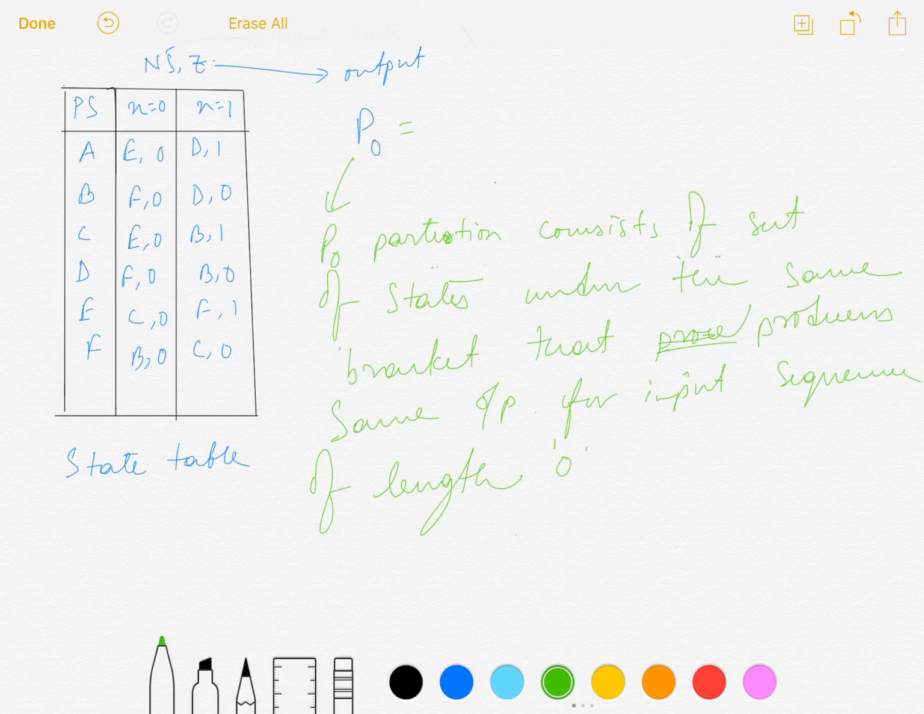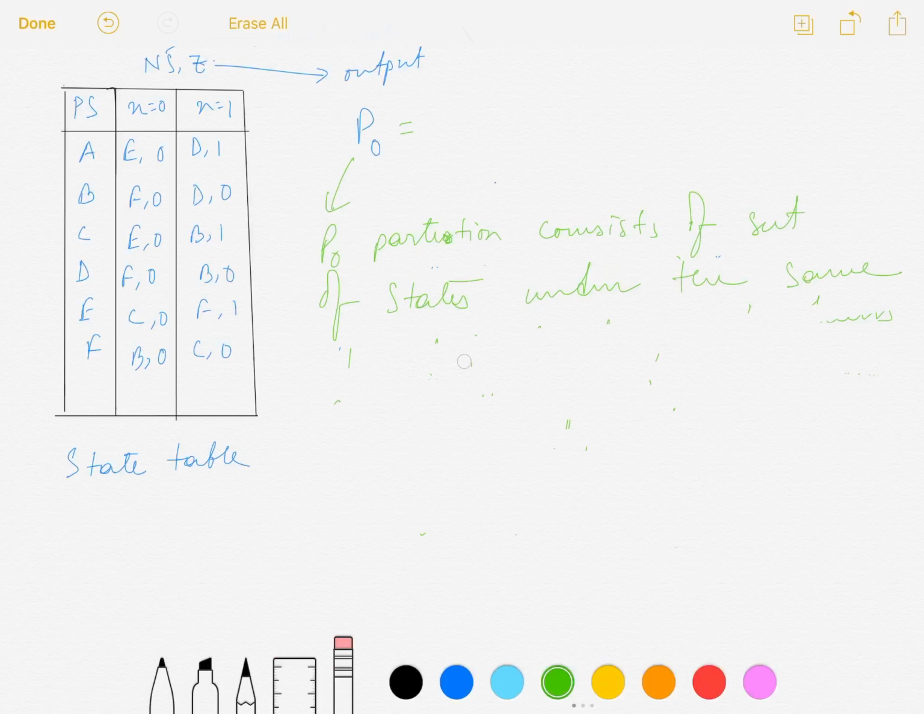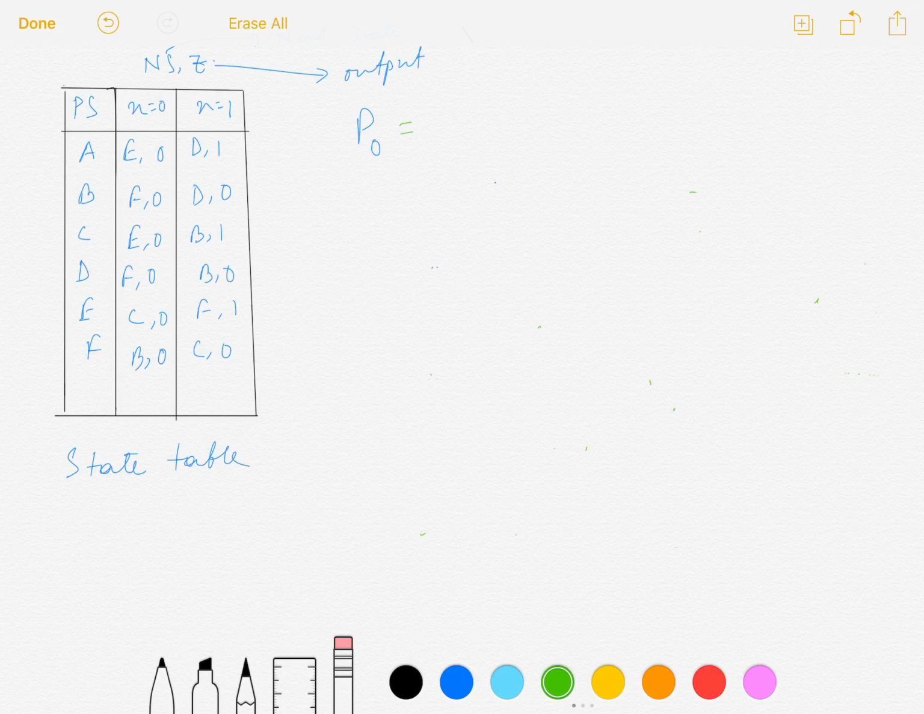Now, what do you mean by the input sequence of length 0? That means, I am not giving any input. If I do not give any input, then all the states will produce the same output. That means, they will remain in my initial state. So, what should be there in my P0 partition? All the states must be there within the same bracket, right. So, P0 must contain all the states within the same bracket: A, B, C, D, E, F.